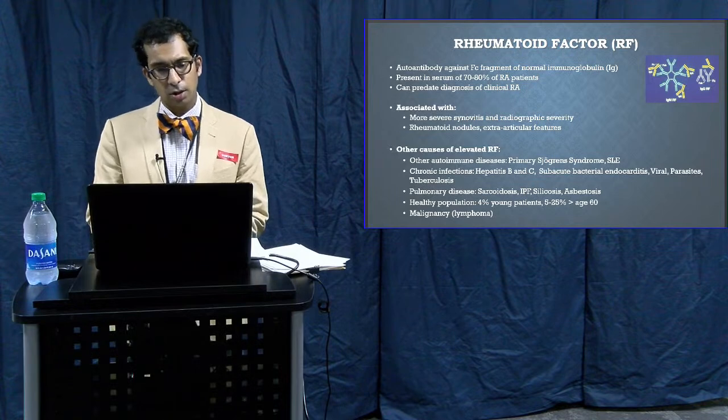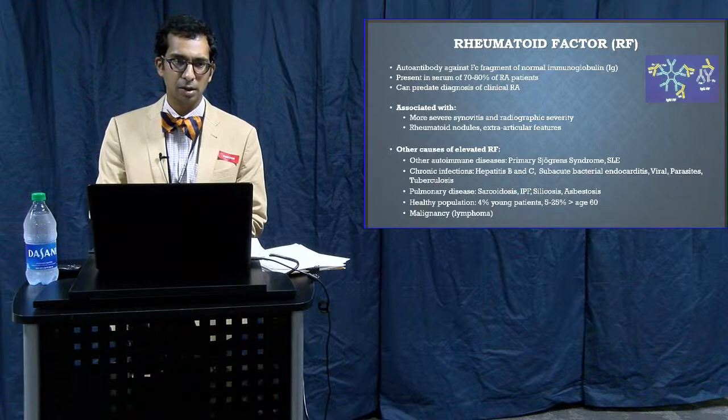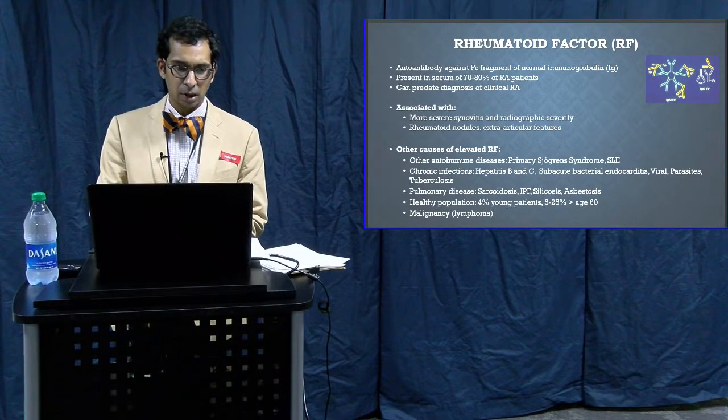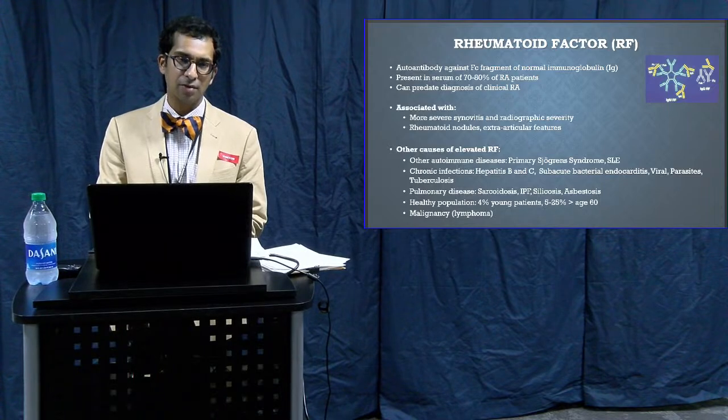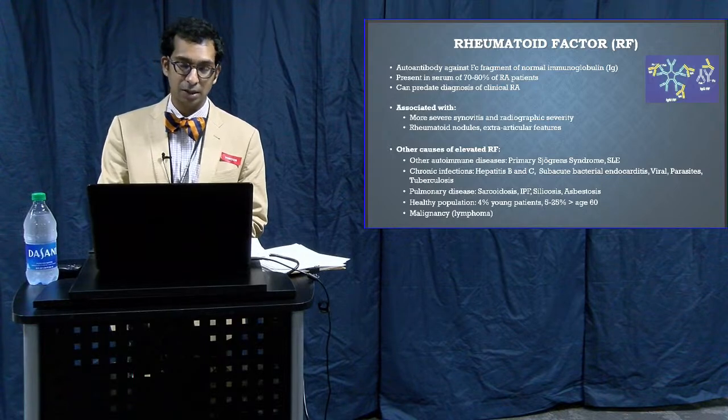So a little bit on rheumatoid factor. What exactly is that? Rheumatoid factor is an autoantibody against the Fc portion of normal immunoglobulins. Most commonly it's an IgM that's directed against IgG. It can be present in up to 75 to 80% of patients with rheumatoid arthritis, and it can also predate the diagnosis; it can be detected prior to clinically apparent rheumatoid arthritis.